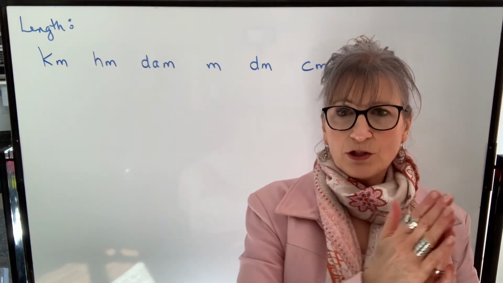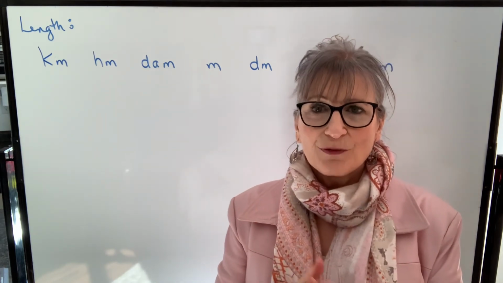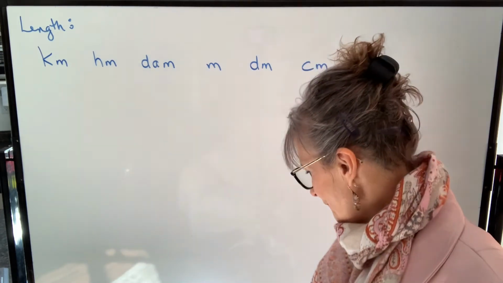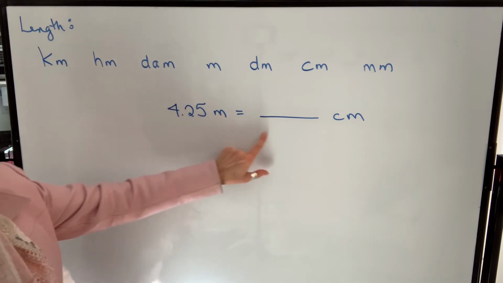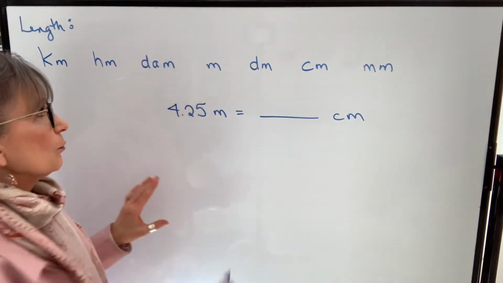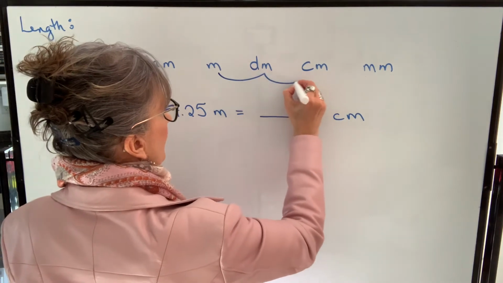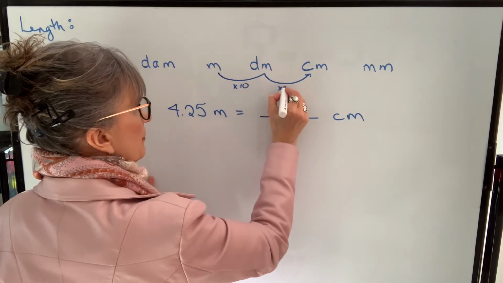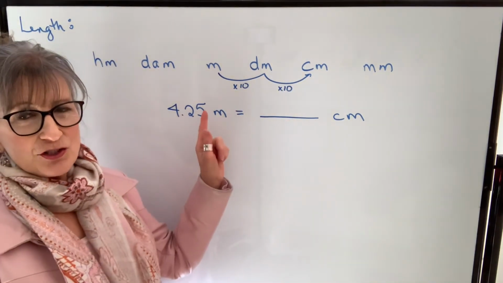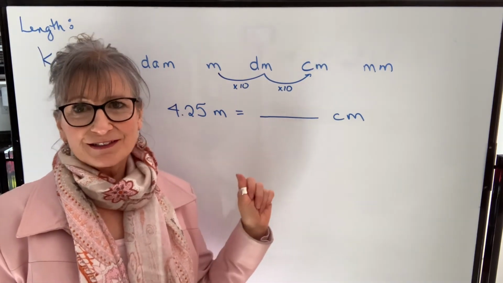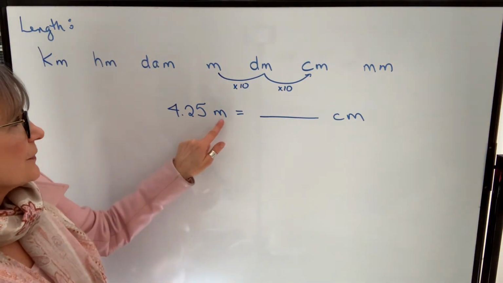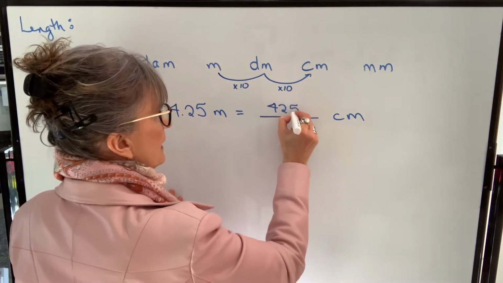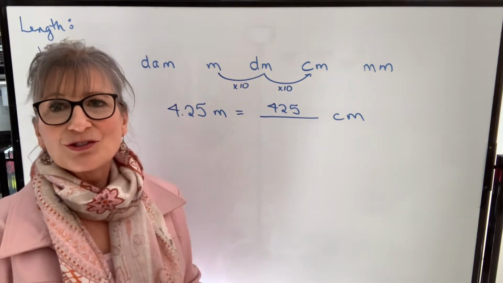Because when you move on your scale, you're going to be multiplying or dividing by 10, it's the same as moving your decimal point. So let me show you. If we had 4.25 meters and we want to know how many centimeters that is, we're going to be going from meters to centimeters on this scale. And each step on this scale, when we move to the right, we're going to multiply by 10. Each time you multiply by 10, you move your decimal point 1 place. So 4.25 meters, if we move our decimal point 2 places, it will be 425 centimeters.